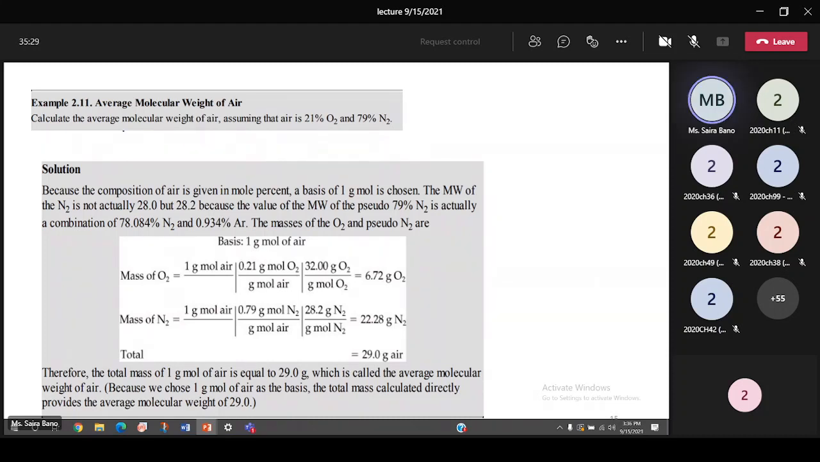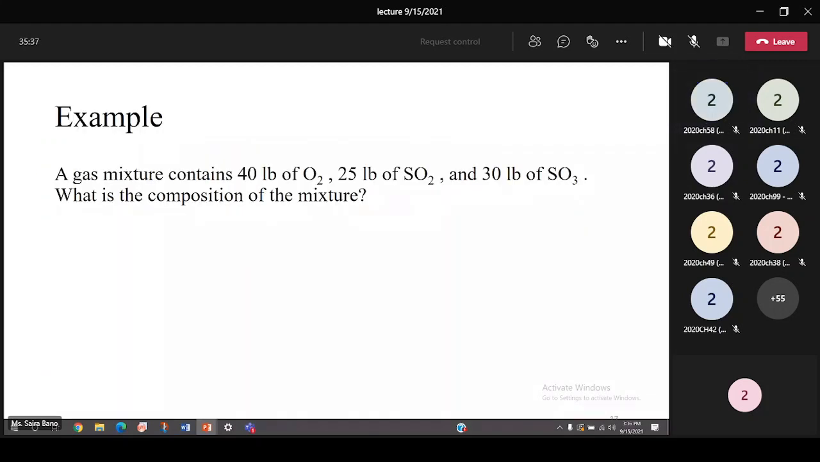Okay, moving ahead. So the next one is again related to mole percentage and mole fraction. A gas mixture contains 40 pounds of oxygen, 25 pounds of sulfur dioxide and 30 pounds of sulfur trioxide. What is the composition of the mixture?